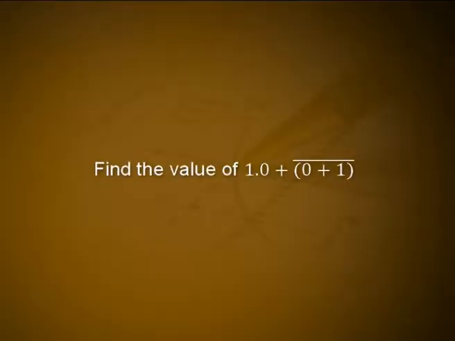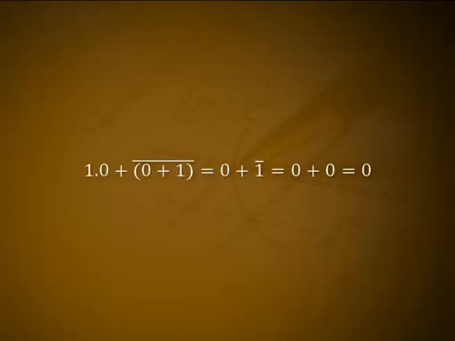Unless parentheses are used, the rules of precedence of Boolean operators are: first, all complements are computed, followed by Boolean products, followed by all Boolean sums. Now let us see one example. Example 3. Find the value of 1 dot 0 plus (0 plus 1) complement. The solution is 1 dot 0 plus (0 plus 1) the whole complement, which is equal to 0 plus 1 bar, which is equal to 0 plus 0, that is equal to 0.